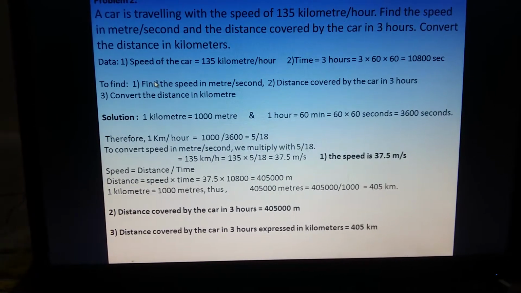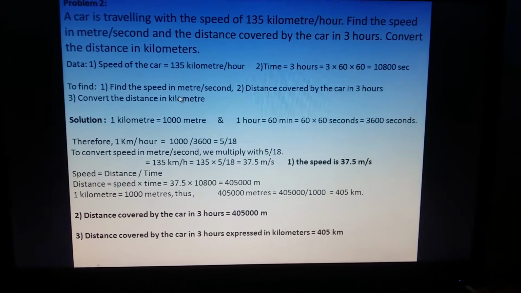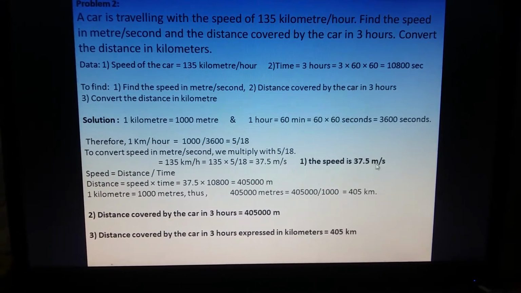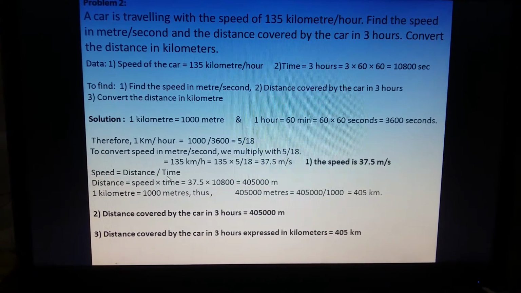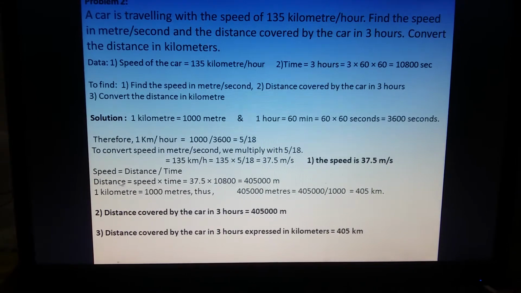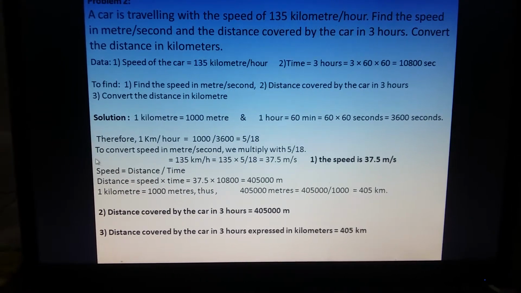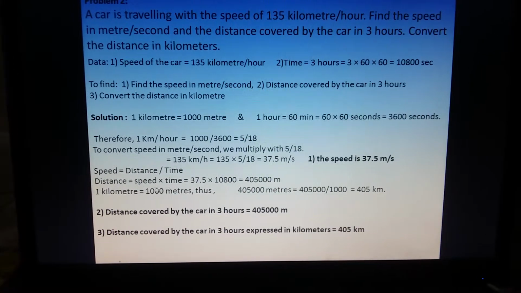So we have solved our first question. We had to find the speed in meters per second, and we have found the speed is 37.5 meters per second. Now we know that speed is equal to distance upon time. Therefore, distance is equal to speed into time. The time will get multiplied with speed. Distance is equal to speed into time.